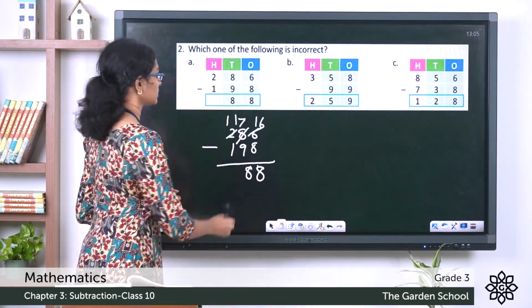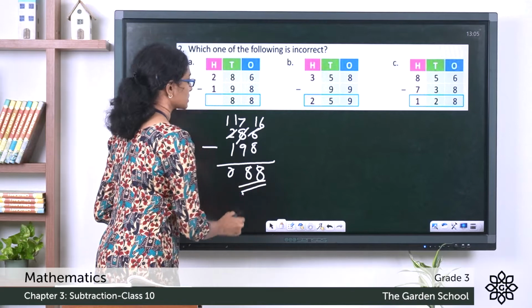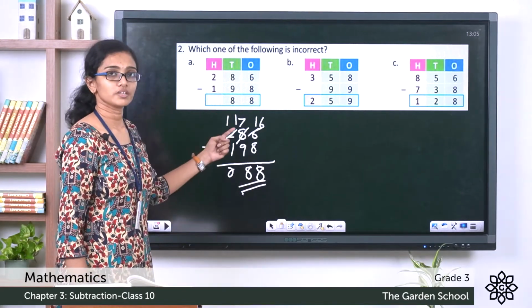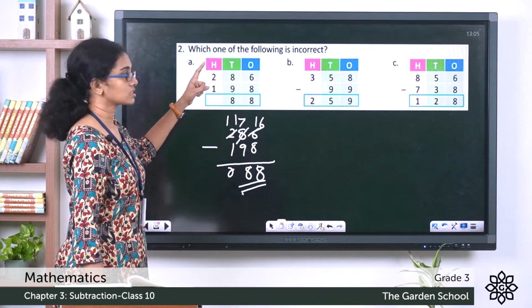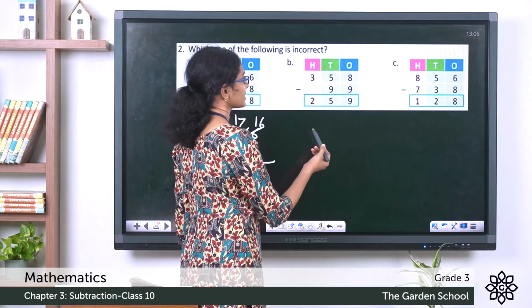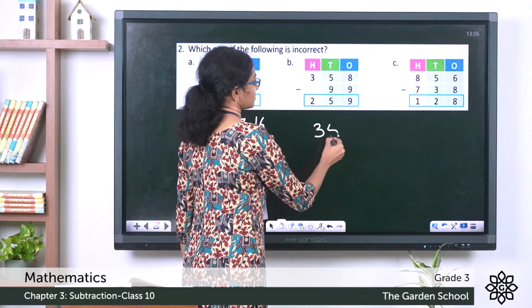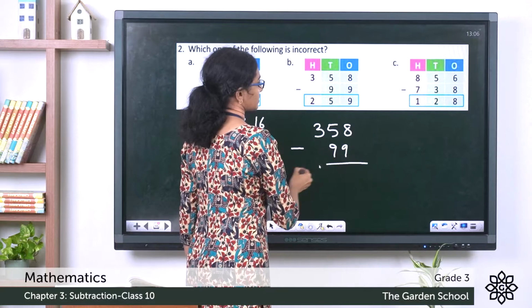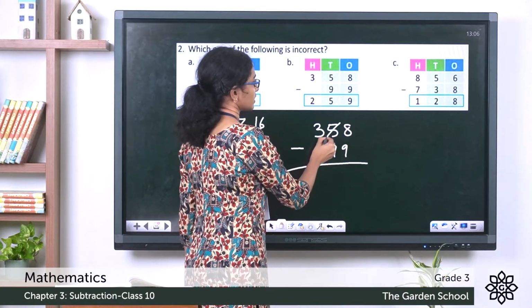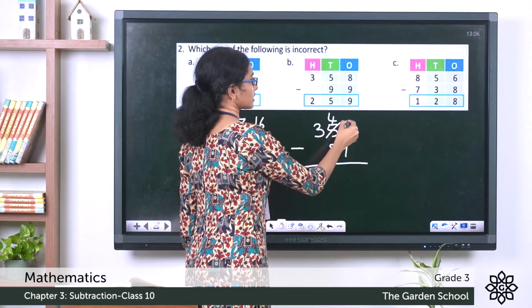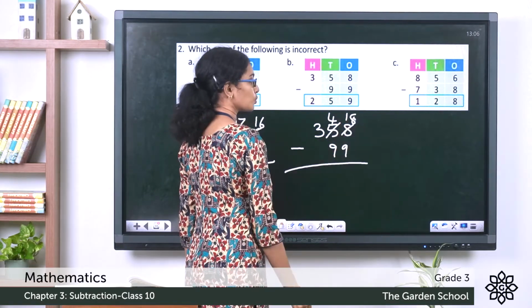Now 1 minus 1, it is 0. So what is the difference here? It is 88, which is the difference given in the option as well. So this subtraction is done correctly. So let's see. 358 minus 99. Let's do the subtraction. 358 minus 99. So 8 minus 9 we cannot do. So we borrow 1 ten. So this will become 4 tens and this will become 18 ones.